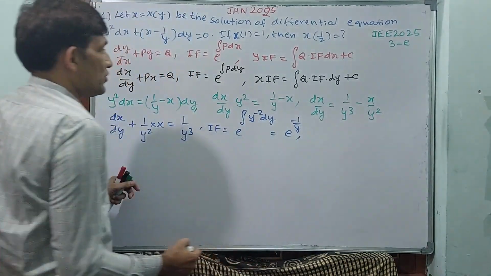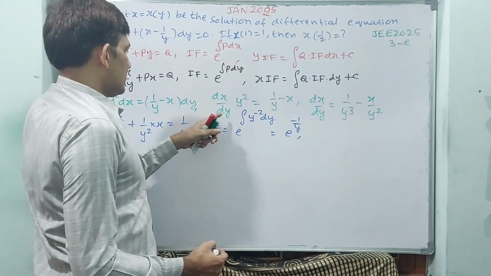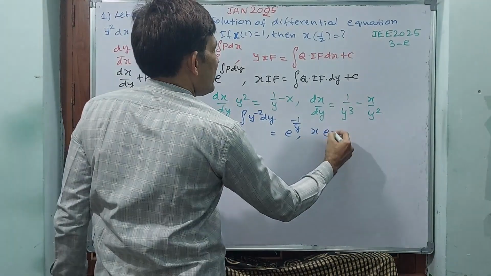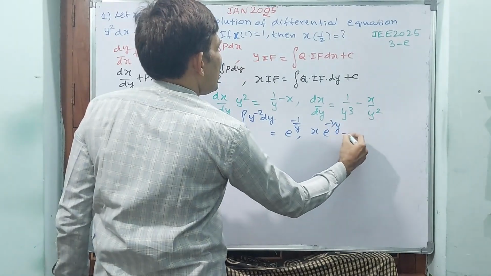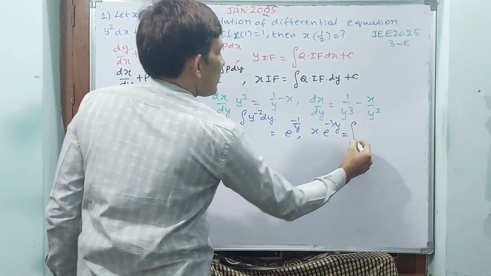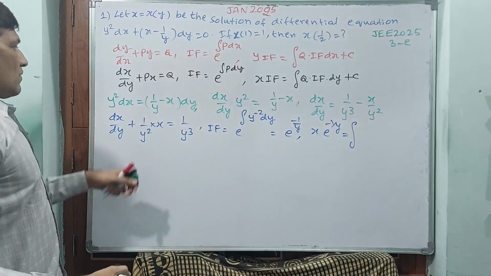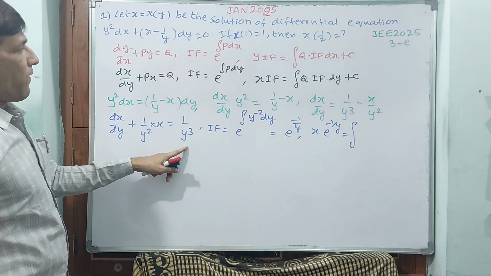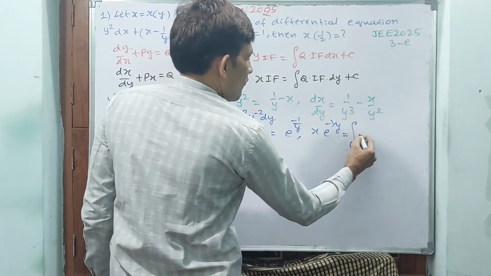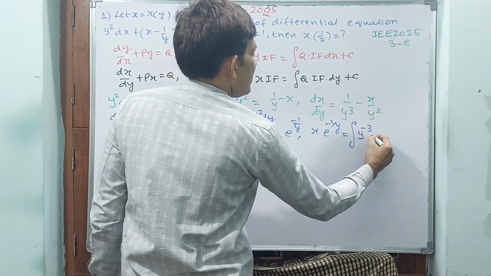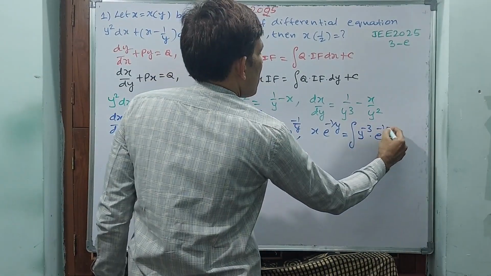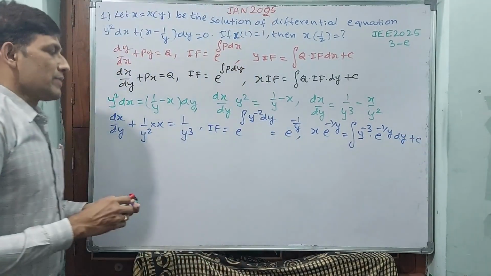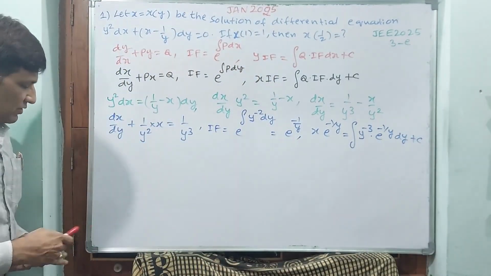Then what is the solution? x into the integral factor e power minus 1 by y is equal to the integral of q. What is your q? Your q is 1 by y cube. So y to the power of minus 3 into e power minus 1 by y dy plus c. That equation you have to solve.